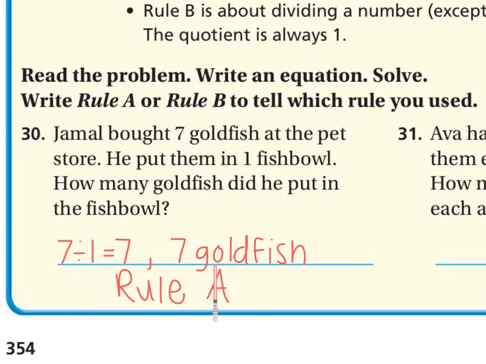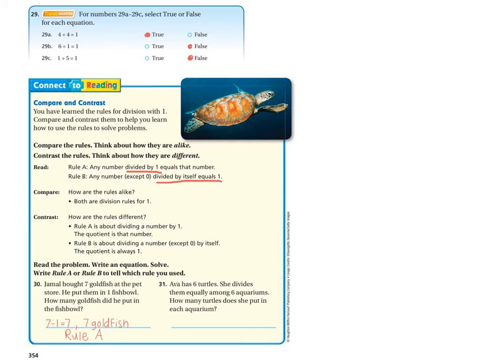Notice that I have a label here. Lastly, the rule that this follows is Rule A. If you go back up and look at these two rules, Rule A mentions any number divided by 1 equals that number. That is exactly what we see here. We have 7 divided by 1 equals 7.